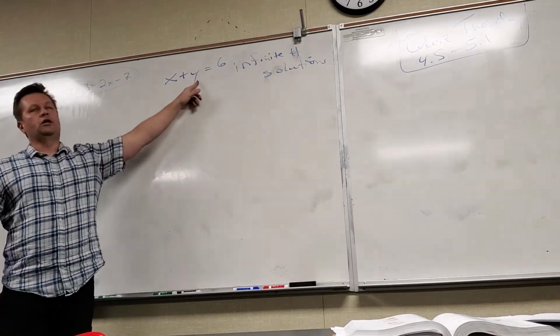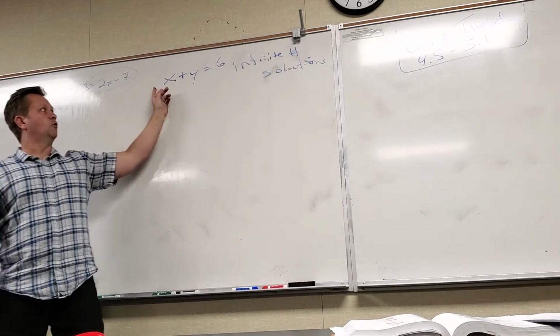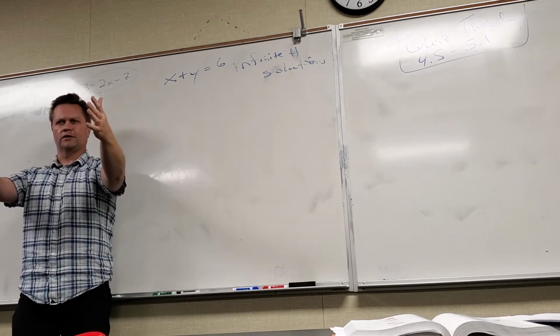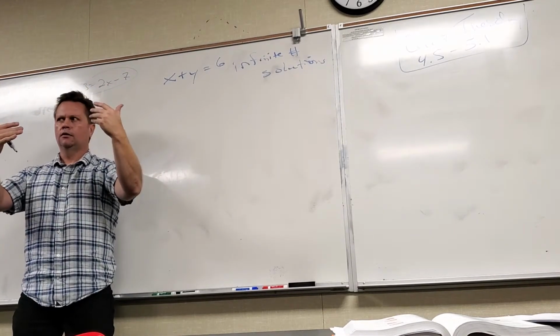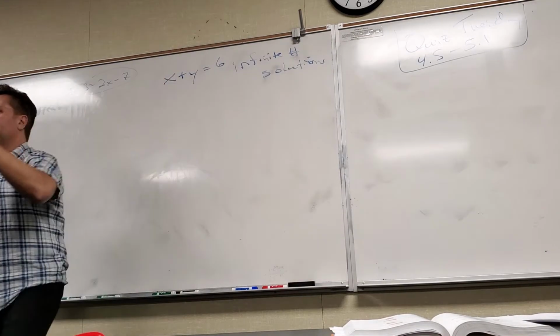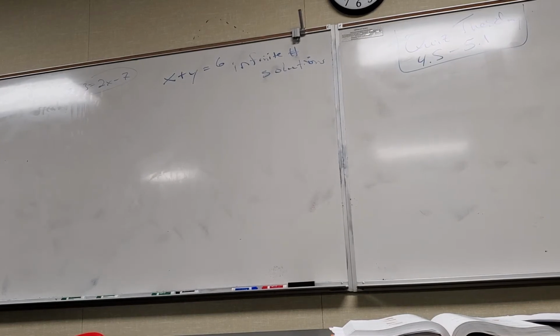How many things do I not know here? 2. How much information have we been given? 1. We have one relationship. Therefore, what makes sense? I need how much more information to solve this? One more piece of information. So if I said I'm twice as old as you are, do you know how old either of us are? No, because there's 2 things you don't know, and I only gave you one relationship between those 2 things, right?